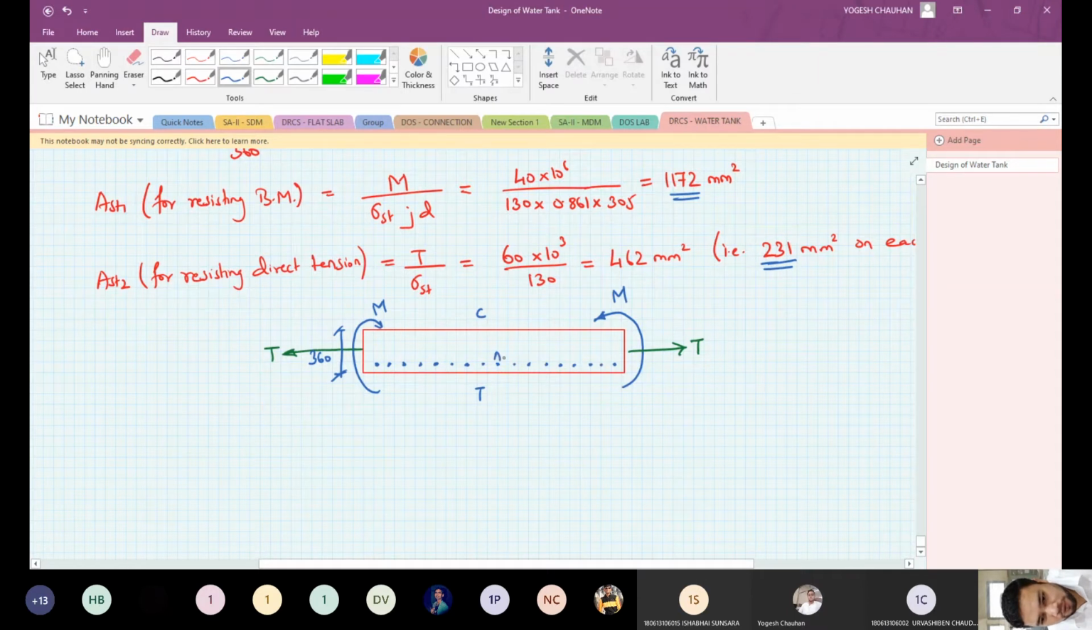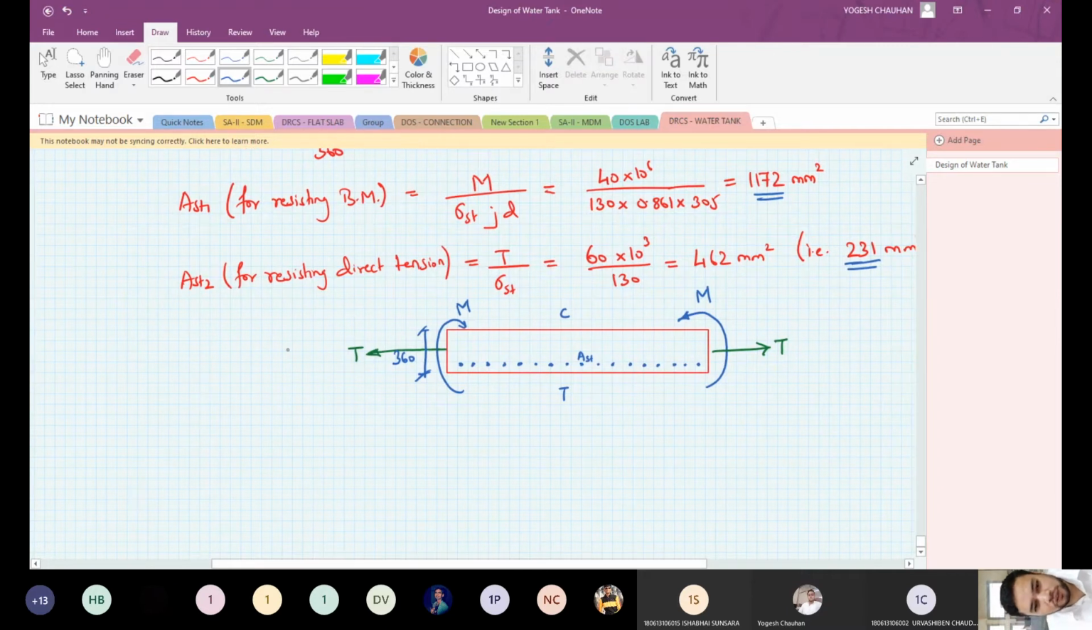Okay, so total amount of steel on the tension face, so total AST on the flexural tension side will be equal to this plus this, that is 1172 plus 231. So the total is 1403 mm square.